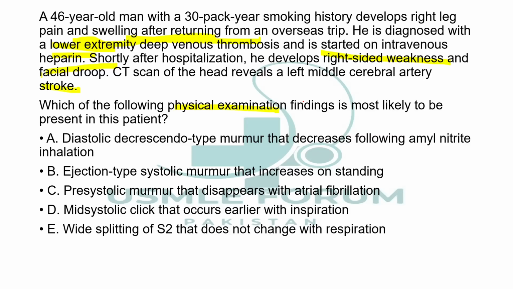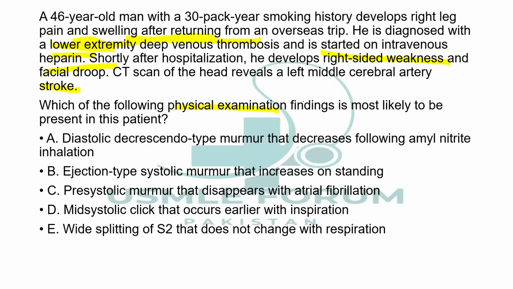Prolonged immobilization, pregnant or obese females, and hypercoagulability of any kind. These are risk factors for deep venous thrombosis. But they have already given that in the question. Now the person develops a stroke. Normally, deep venous thrombosis can give rise to pulmonary embolism, but that is not seen in this case. In this case, stroke is seen.